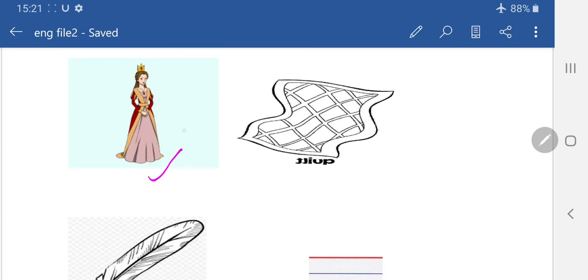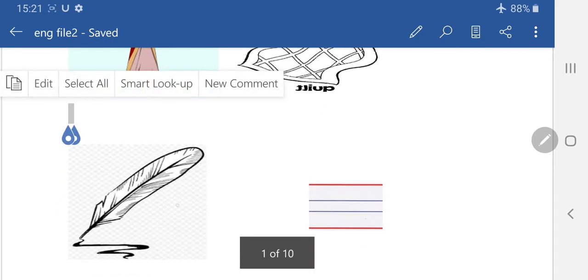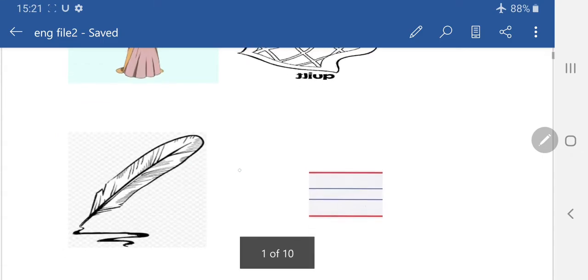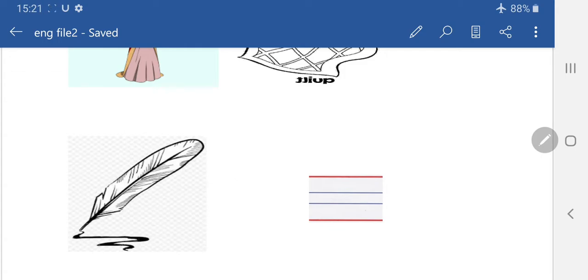What is this? Q, qua, queen. Kya hai ye? Queen. Aur ye kya hai? Q, qua, quilt. Kya hai ye? Quilt. Next one. What is this? This is quill. क्या होती है ये? क्विल होती है ये. क्विल क्या होती है? मोर पंख होता है ना, जैसे उसको बोलते हैं क्विल.